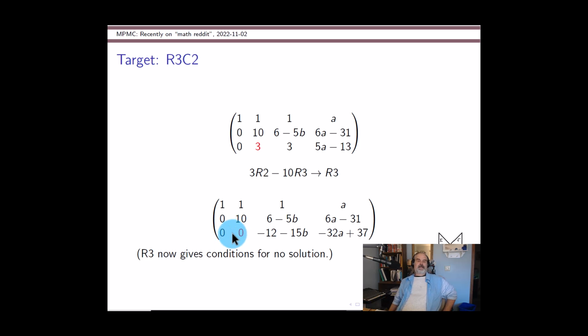The reason being that you have to remember that every one of these rows in this matrix is an equation in disguise. So right now, row 3 says 0x plus 0y plus this value times z equals this value, the negative 32a plus 37. An equation that reads 0x plus 0y plus 0z equals something non-zero can't work for any x, y, and z, because that's basically 0 equals something not 0.